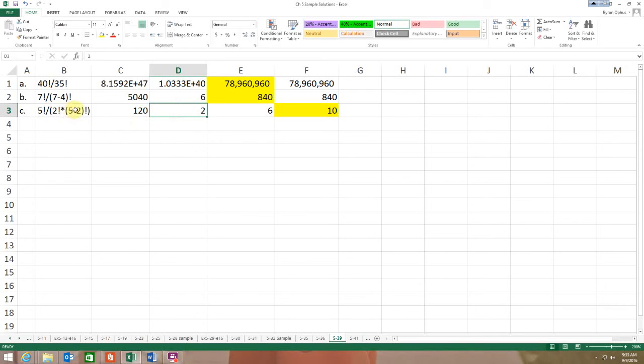Okay, and then we got 5 minus 2 factorial, which is 3 factorial, right? Which we know is 6. And again, I didn't even bother doing the factorial. I just took 3 times 2 times 1, which is 6. So now I've got 120 divided by 2 times 6, or 120 divided by 12. Okay, and I put the formula in there, but it's simply equal to my C3 divided by these two multiplied times each other. Or 10. There you go.